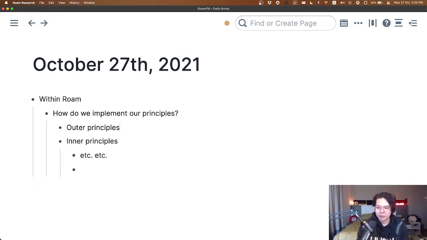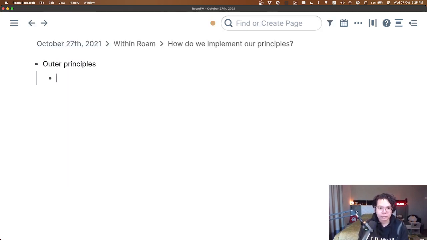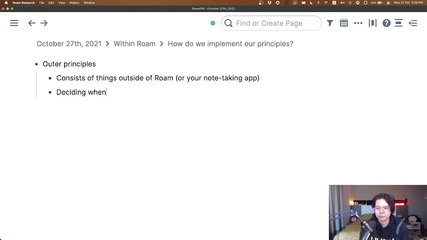This outer, so I'm going to focus on outer principles. Outer principles consist of things outside of Roam, or your note-taking app. This is when you look at everything in the world and you decide when something deserves a spot in your graph or not.